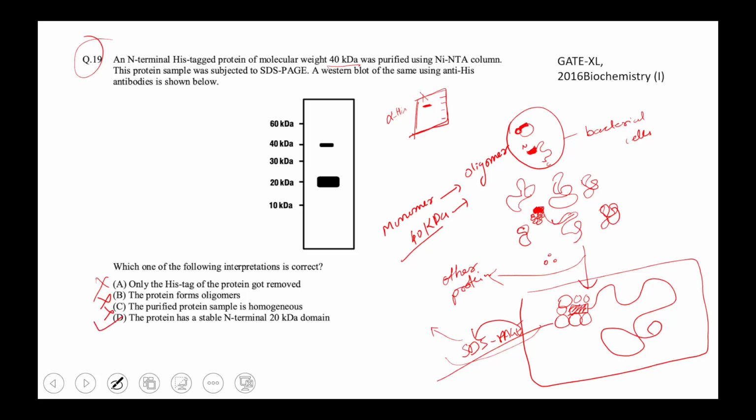So even though the 40 kilodalton protein is being produced, we are able to see another protein of the size of 20 kilodalton. That means this protein also contains the histidine tag, and it could be the N-terminal 20 kilodalton domain of the protein. So the fourth option is correct.